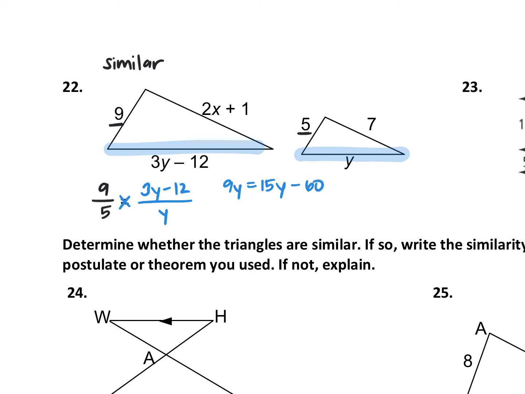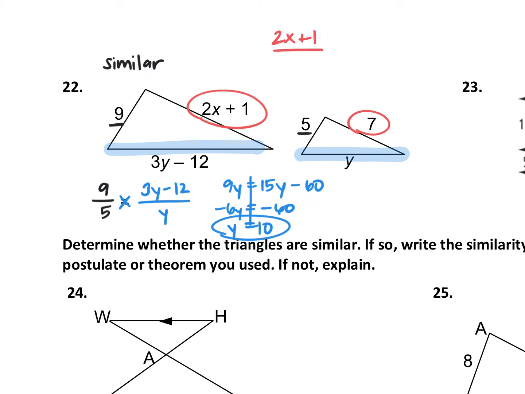Go ahead and pause this, solve your answer, and unpause to check your work. So we should have gotten that y equals 10. Now we're going to set up another proportion so that we can solve for x. So I could set up 2x plus 1 over 7 is proportional to 9 over 5. This time I did not choose the ones with y's because I don't want there to be two variables here. So only choose one variable at a time when you're setting up your equation.